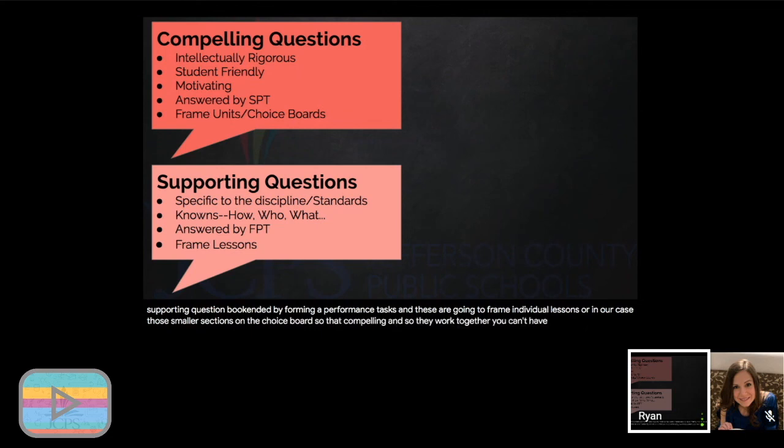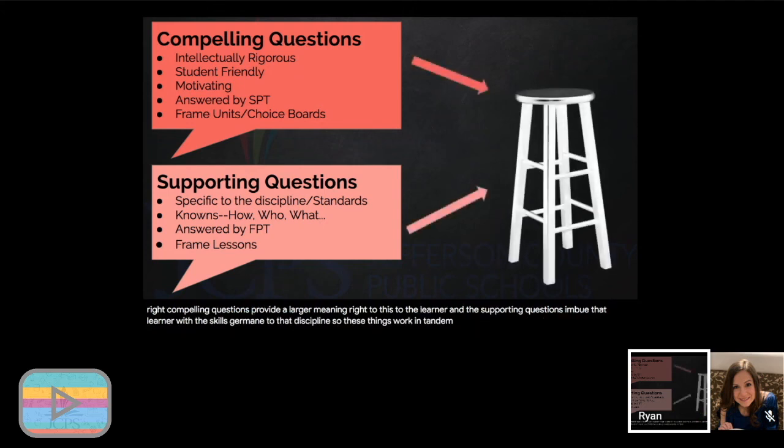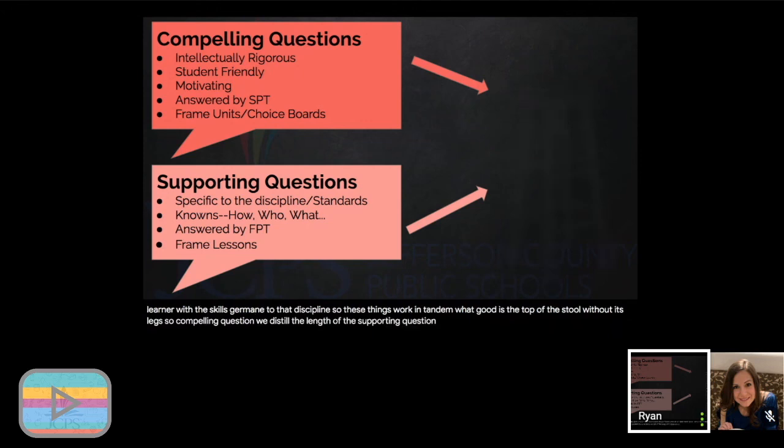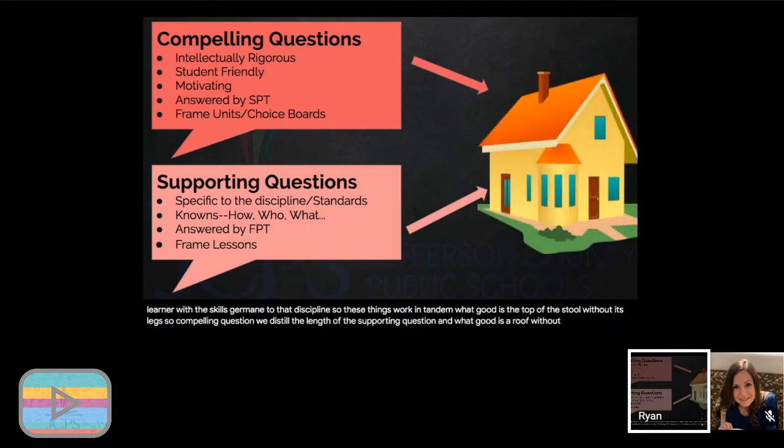So compelling and supporting questions work together. You can't have one without the other, right? Compelling questions provide a larger meaning to the learner, and the supporting questions imbue that learner with the skills germane to that discipline. So these things work in tandem. What good is the top of the stool without its legs? So the compelling question would be the stool, the legs are the supporting questions. And what good is a roof without the walls that hold it up?